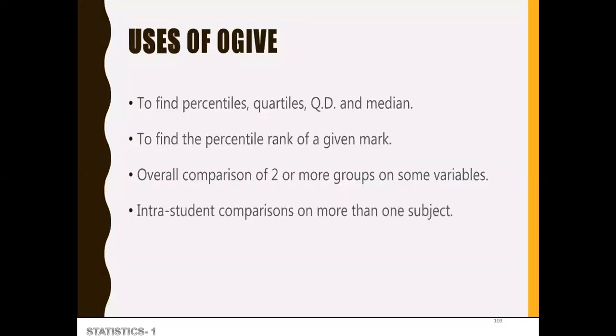So what are the uses of Ogive curves? It is basically to represent the percentiles, quartiles, quartile deviation, medians. So all these values can be represented very easily. To find out the percentile rank of a given mark, it can be used. For overall comparison of two or more groups of some variable, the best use is the Ogive curve. The Ogive curve is also used for intra-student comparison on more than one subject. So these are some of the examples where you can use the Ogive curves.